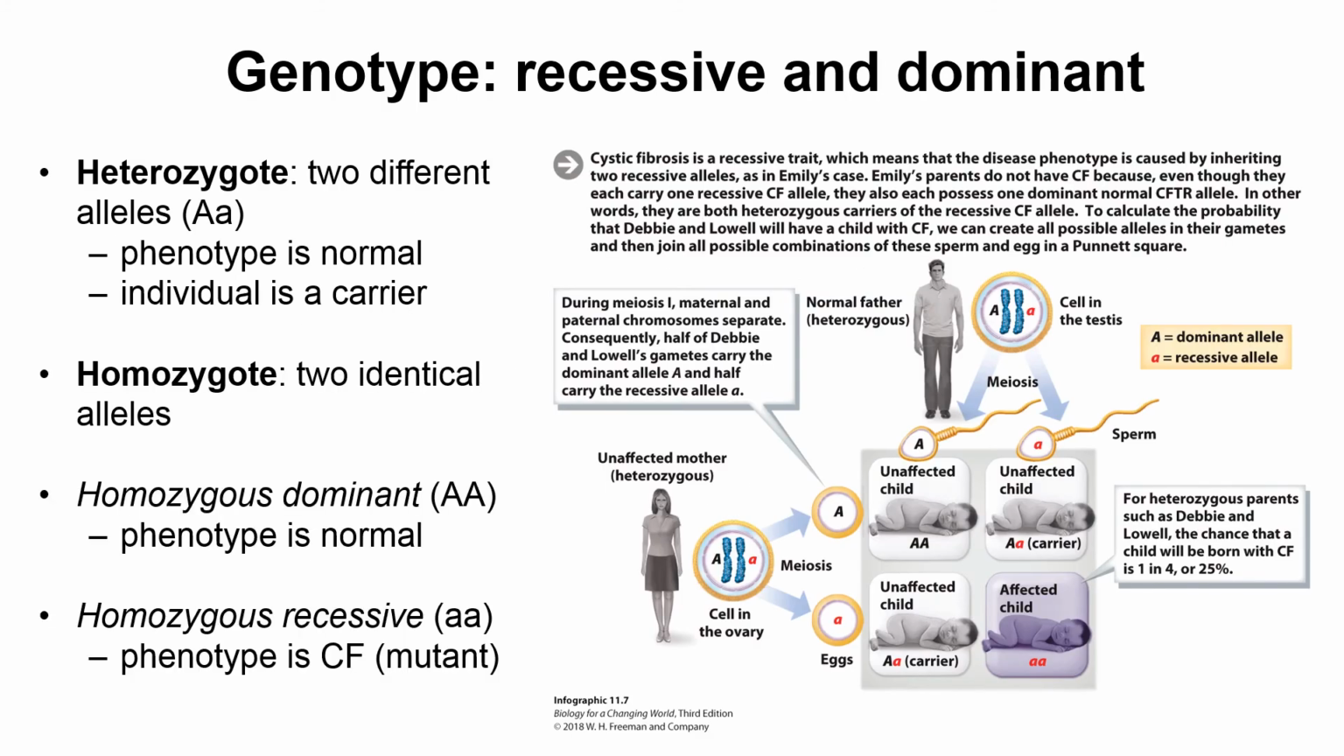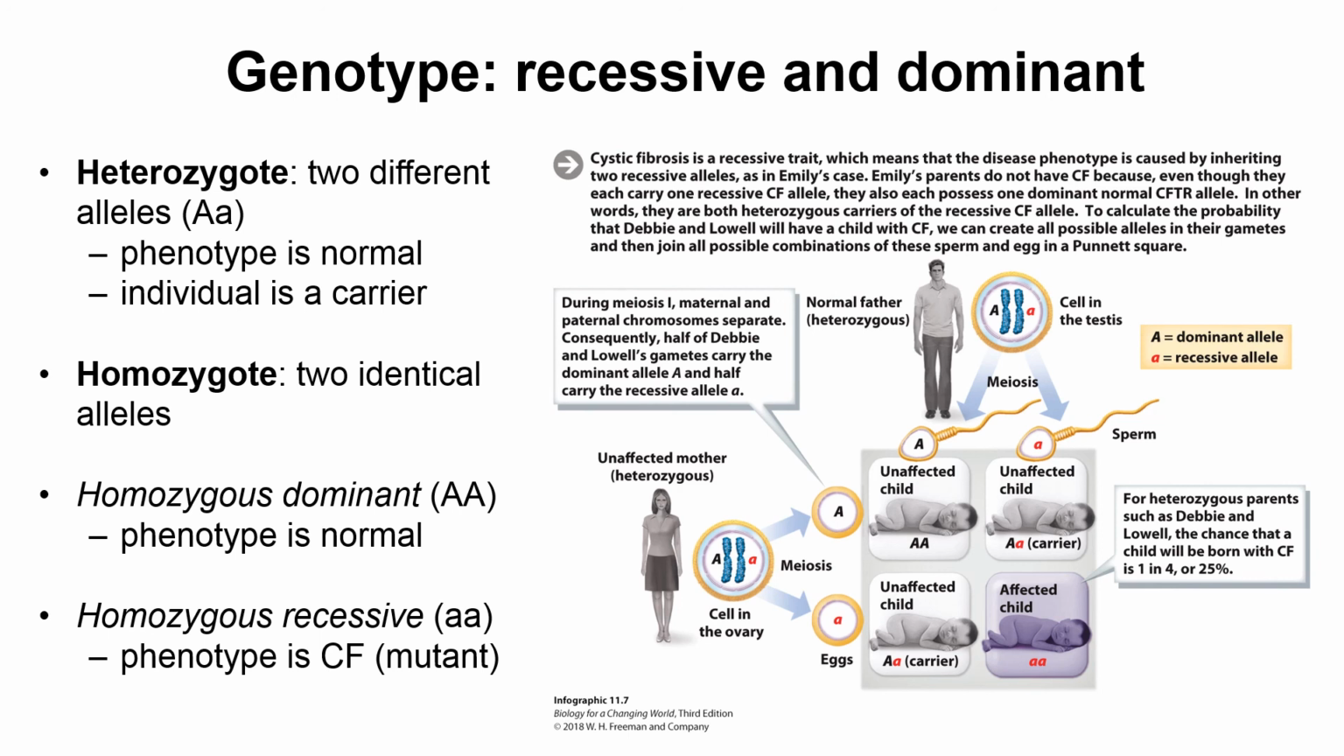Alright, here's some more terminology that you must know. A heterozygote, or heterozygous, is an individual who has 2 different copies of the allele. In this case, we're talking about a dominant allele and a recessive allele. Those individuals are going to have the normal phenotype, which means that they're not going to have cystic fibrosis. However, because they have 1 recessive allele, they can actually pass that recessive allele to an offspring. Another term that we use for heterozygous is carriers.